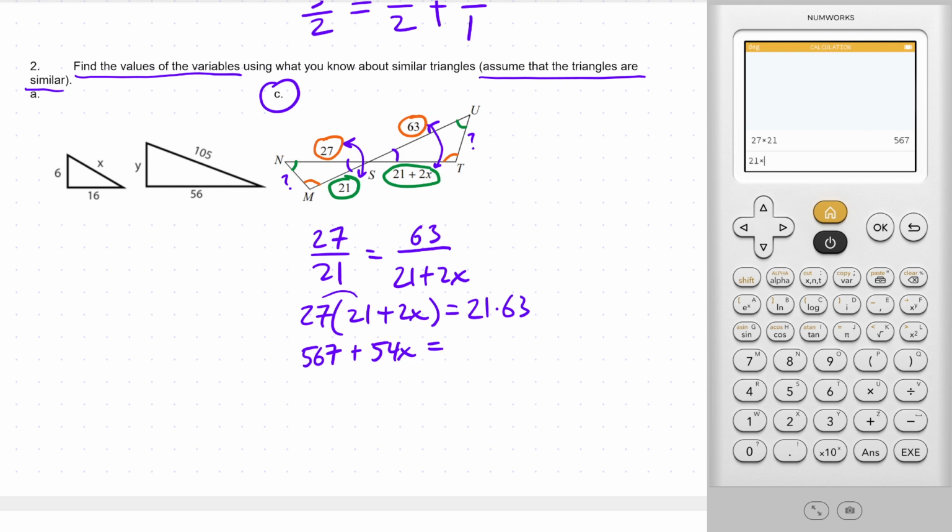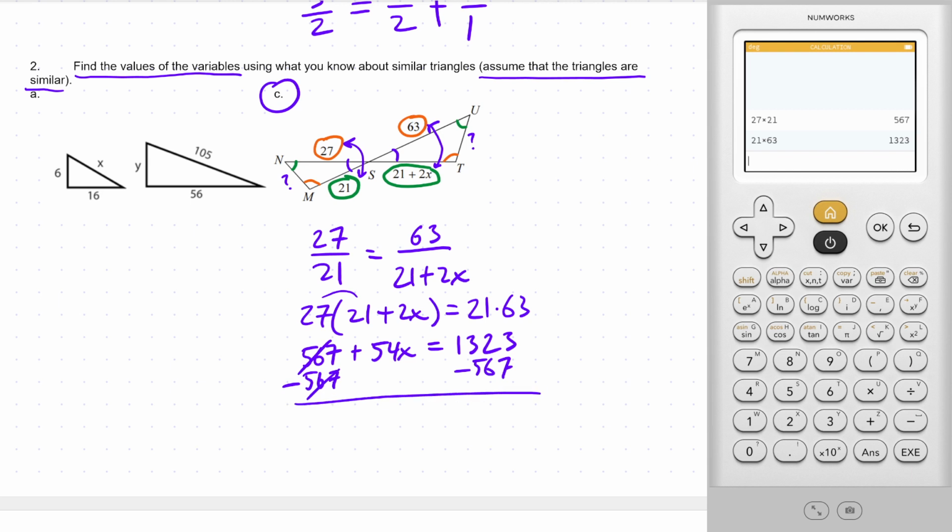Again, I'll use my calculator. It's kind of early in the morning here, so I want to avoid those mental math errors. I get 1323. So now I'm going to solve for x. Subtract 567 from both sides.